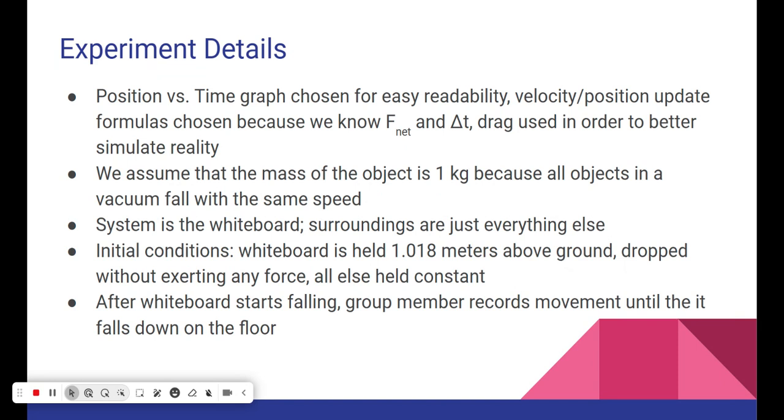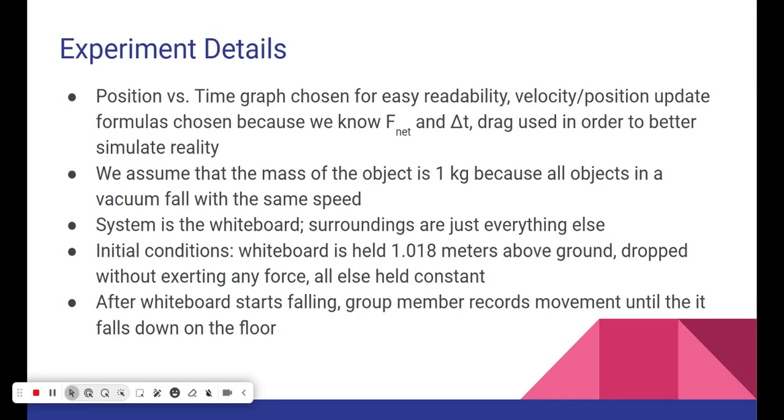Our experiment details. Position versus time graphs are chosen because they're very readable and easy to understand. Velocity and position update formulas are chosen because we know what F net and delta t are in this case, and drag is used in order to better understand and simulate the reality of free fall objects, which have drag in the real world, so might as well try to model that.